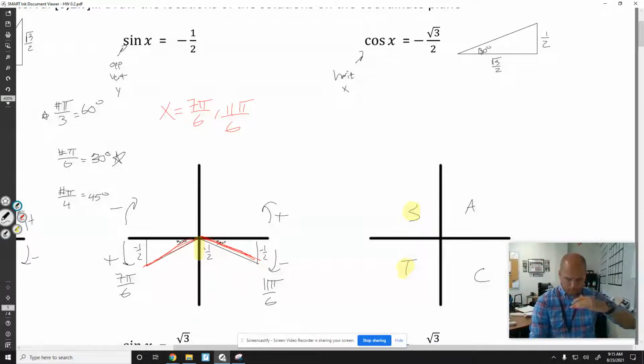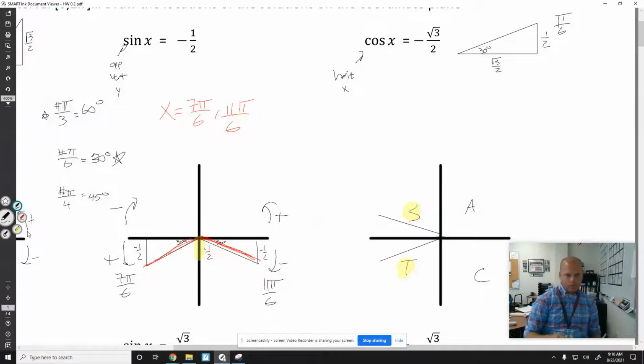That's a reference angle of 30 degrees with the x-axis. So that's a pi over 6. So I want the pi over 6 located here in the second quadrant and here in the third quadrant. Okay. That's using this technique.